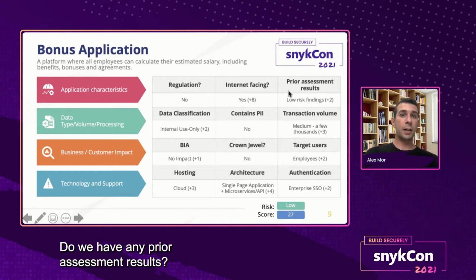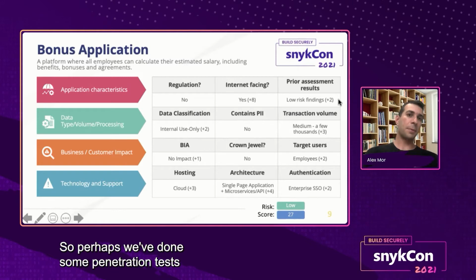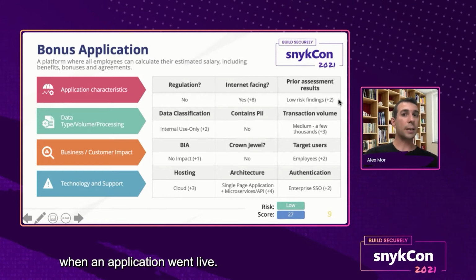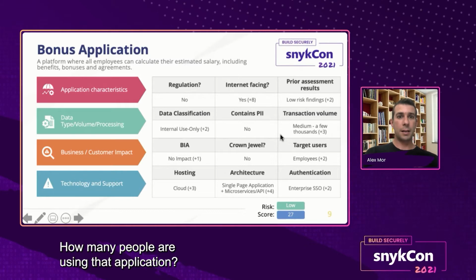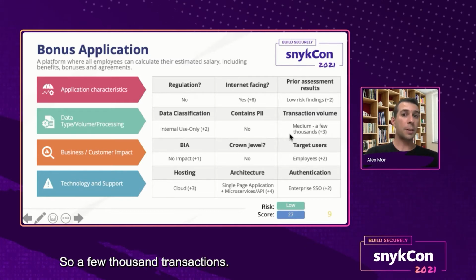Did we have any prior assessment results? Perhaps we've done some penetration tests when the application went live. We found some low risk findings, so let's add 2 points there. How many people are using that application? How many transactions do we have over a month? A few thousand transactions. Who are the targets? Employees.